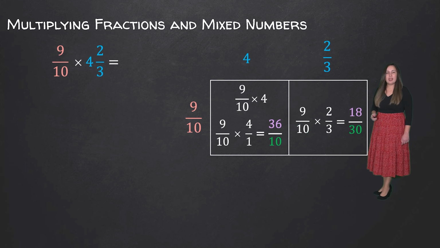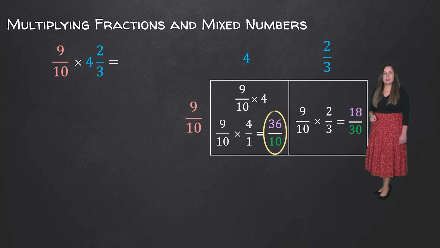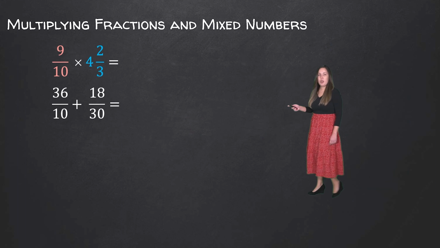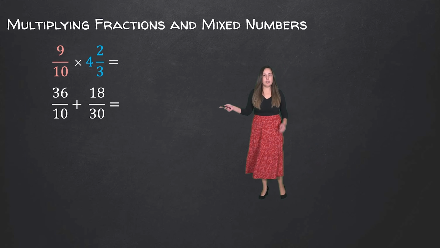And then now that we have both our answers in our boxes, we're going to go ahead and circle them and then add them together. So we're going to add 36 over 10 plus 18 over 30. And so notice that our denominators are different. In order to add fractions that have different denominators, we have to make sure that the denominators are the same.